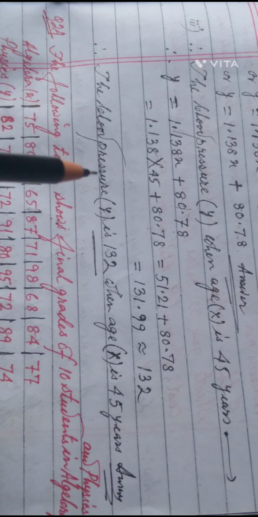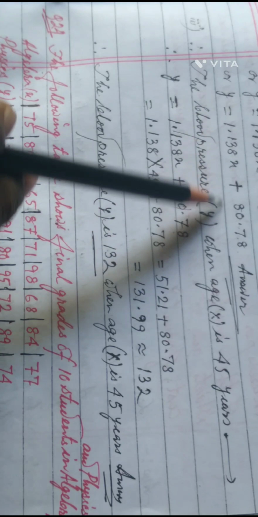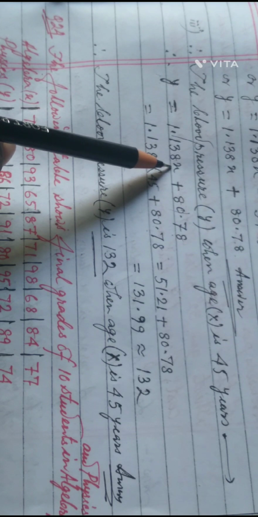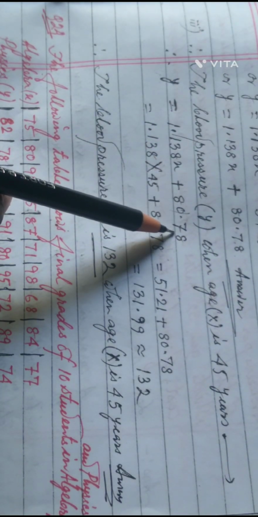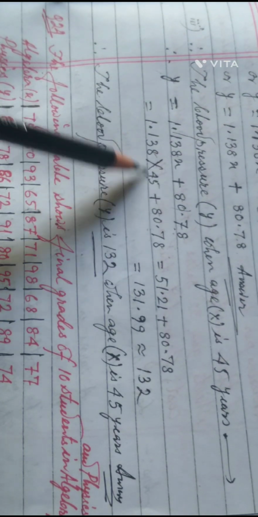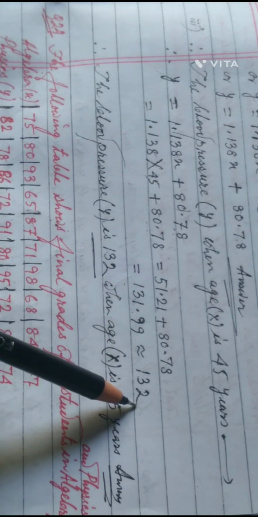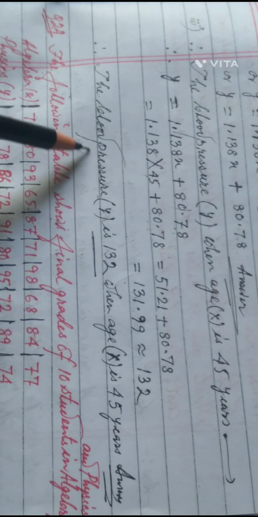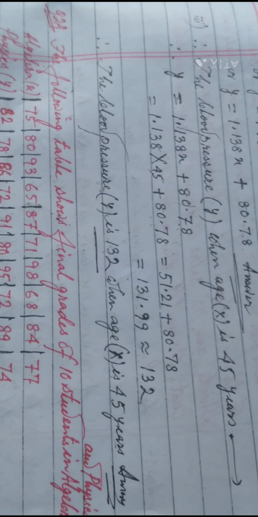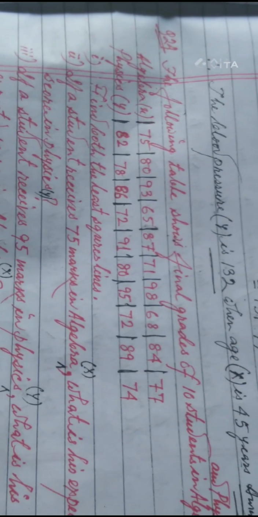We have to use the equation y dash equals 1.138x plus 80.78, where y is the subject and the second part is the predicate. At the place of x we have to put 45. After calculating this we get 131.99, which is about 132. So the blood pressure is 132 when the age is 45 years. Clear?